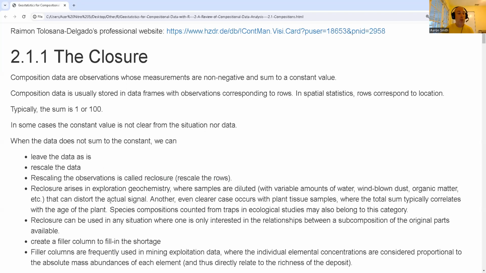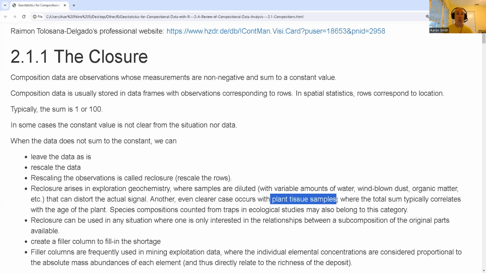Frequently, reclosure arises in exploratory geochemistry, where samples are diluted with a variable amount of water getting into the sample, and that can actually distort the actual signal. Another even clearer case is plant tissue samples, where the total sum of what we have typically correlates with the age of the plant. Species composition counted from traps in ecological studies may also belong to this category.